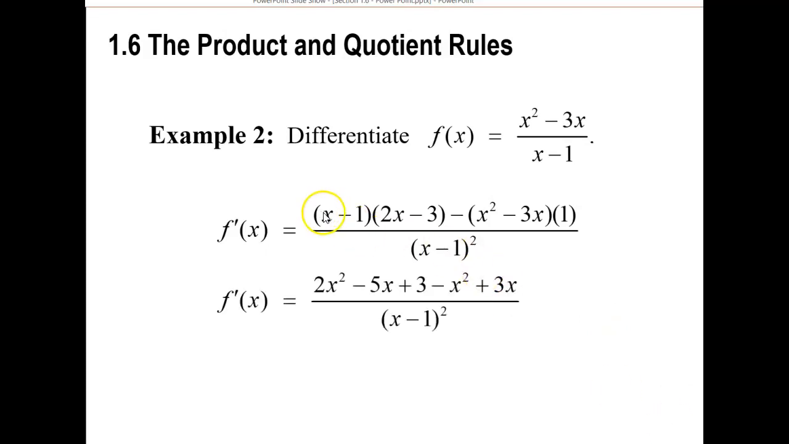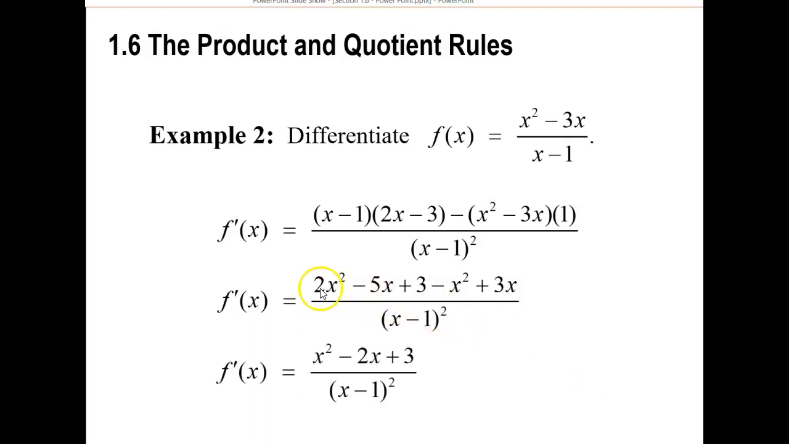So here we're going to clean up the top. So we're going to FOIL. X times 2x is 2x squared. The outer is negative 3x. The inner is negative 2x. So that's negative 5x in the middle plus 3 on the end. Then we're distributing the negative 1. So negative x squared plus 3x. Just clean up the top. They left the bottom as x minus 1 squared. Don't worry about foiling that out.